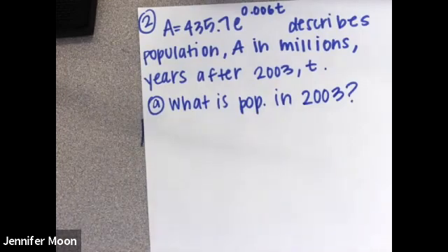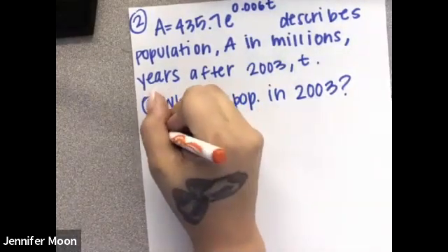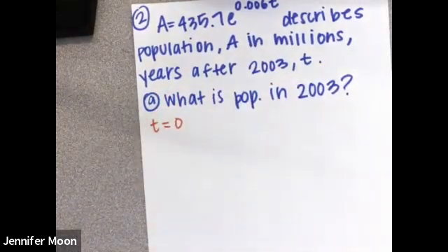What is the population in 2003? In the actual problem where it described everything, it told me that T was the years after 2003, right? How many years are after 2003 if it's asking me about 2003? There's none, right? 2003 is 2003. That's my base. That's where I'm starting. And so our T would be 0, right?